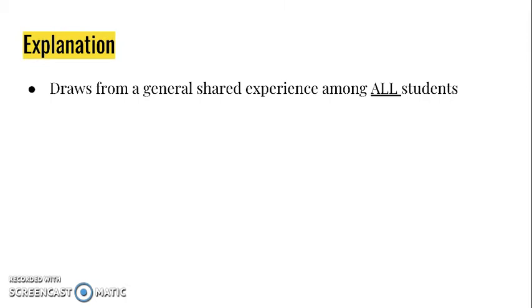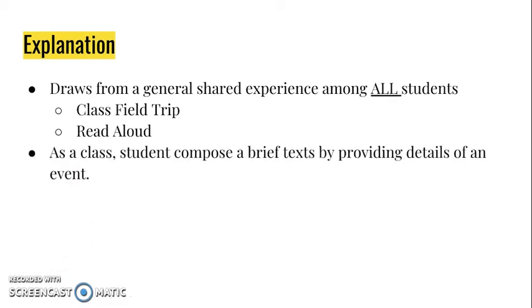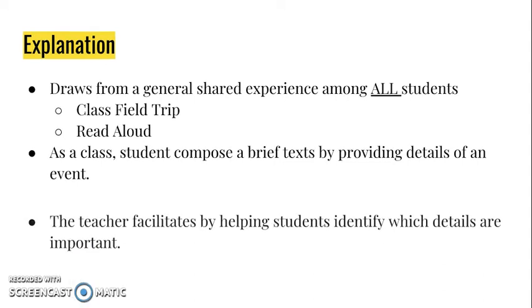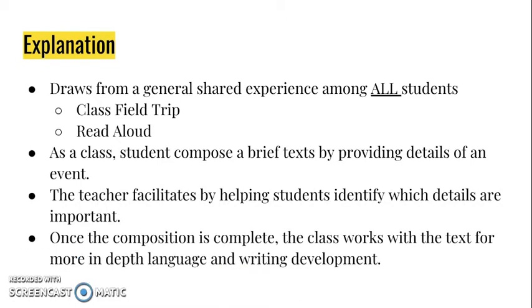So, there are four important things we need to know before using this strategy. First, we want to make sure we draw from a general shared experience amongst all the students in the classroom, like a field trip or a read aloud that previously happened. Then as a class, the students compose a brief text by providing details of the event to the teacher. The teacher facilitates by helping the students identify which details are important. Once the composition is complete, the class works with the text for more in-depth language and writing development.